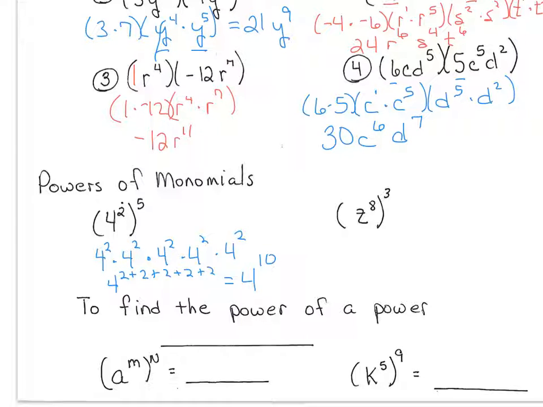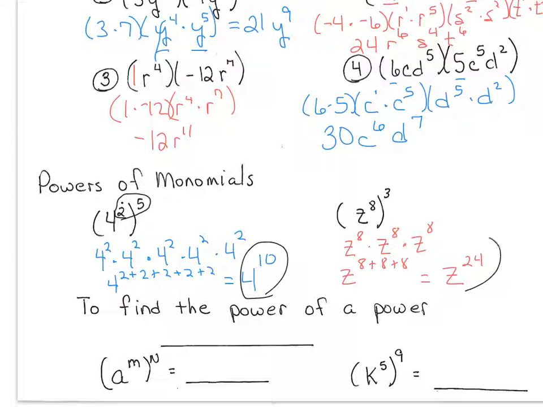The second problem tells us that we have z to the 8th as a factor 3 times. z to the 8th times z to the 8th times z to the 8th. So we would have z to the 8 plus 8 plus 8, which is z to the 24th. Notice this is a little bit different. I got 4 to the 10th on the first one, and notice if I multiplied these two powers together, I would get a 10. I got z to the 24th on the second one. Notice if I multiplied 3 times 8, I would get 24.